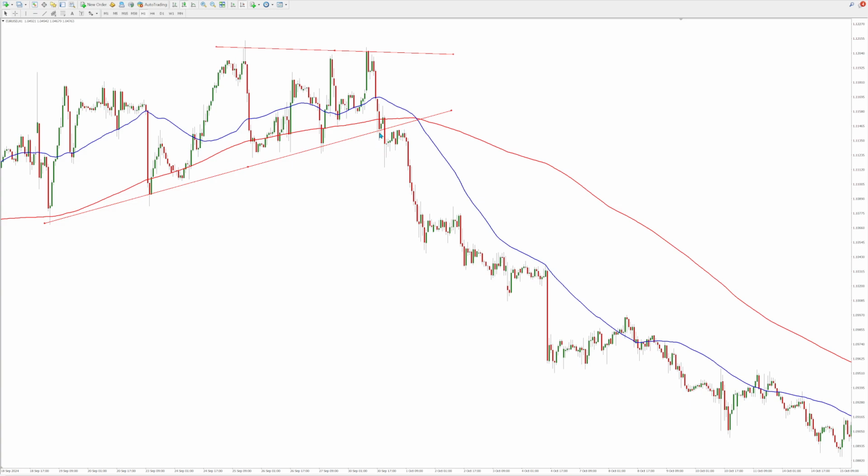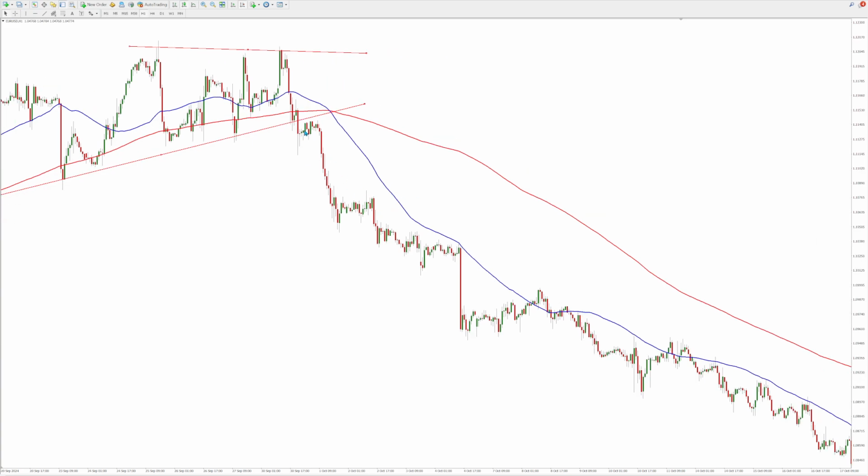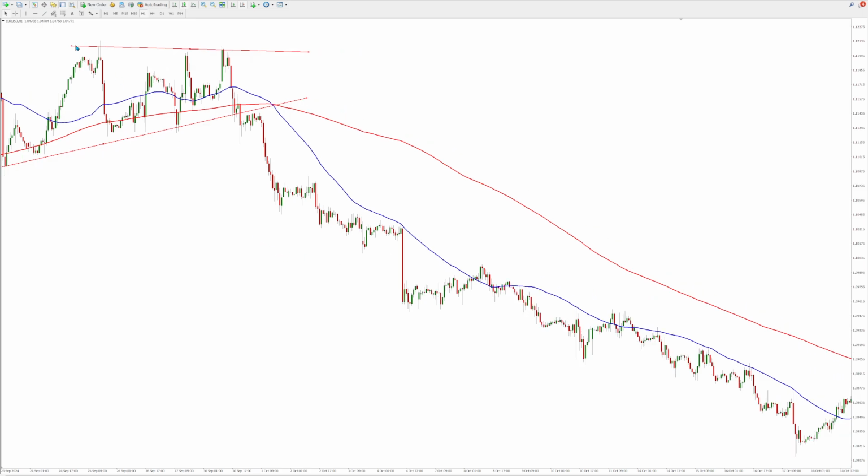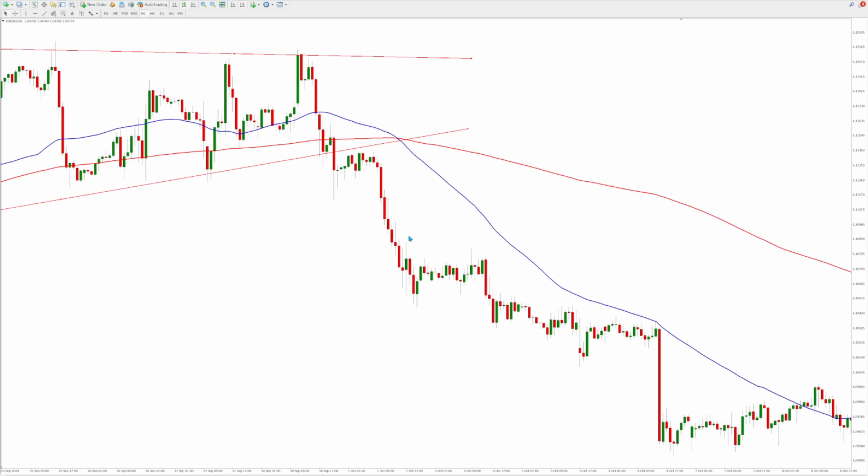Okay, and that's what happens around here. So price breaks out below the support, price is below the 50 and the 200 SMA. So we're anticipating a downtrend. So what do we do? We don't just jump in on this breakout. You can, if you like, jump in on this breakout here. However, we can wait for a pullback into a trend.